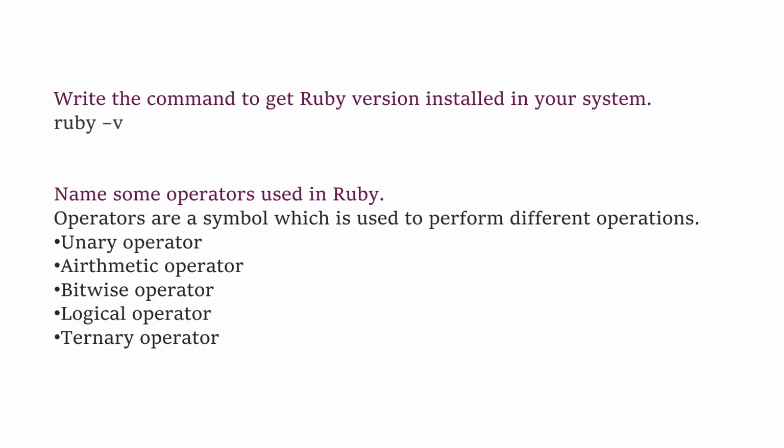Then, write the command to get the Ruby version installed in your system. That is, the command is ruby space -v. Name some operators used in Ruby. The operators are symbols which are used to perform different operations: unary operator, arithmetic operator, bitwise operator, logical operator, ternary operator.